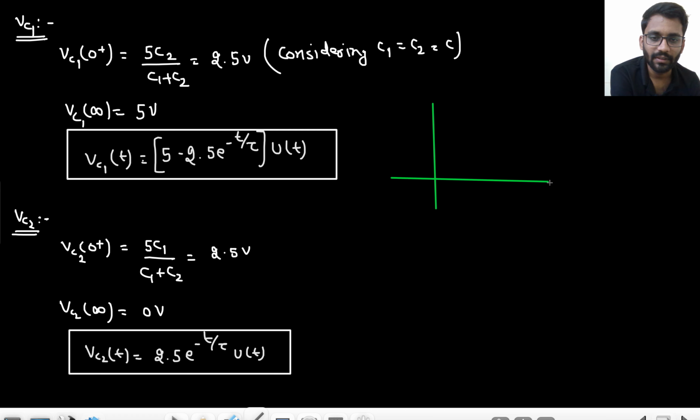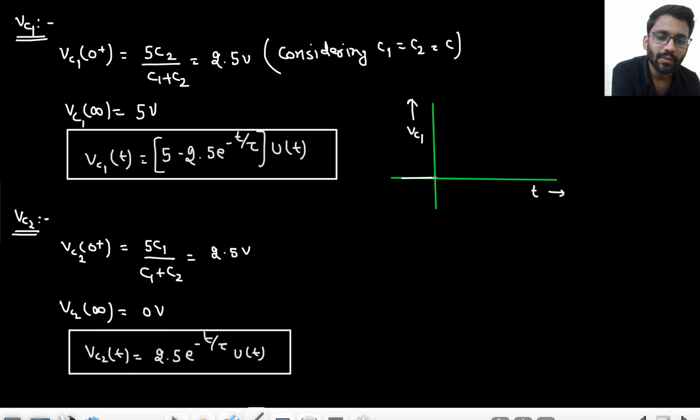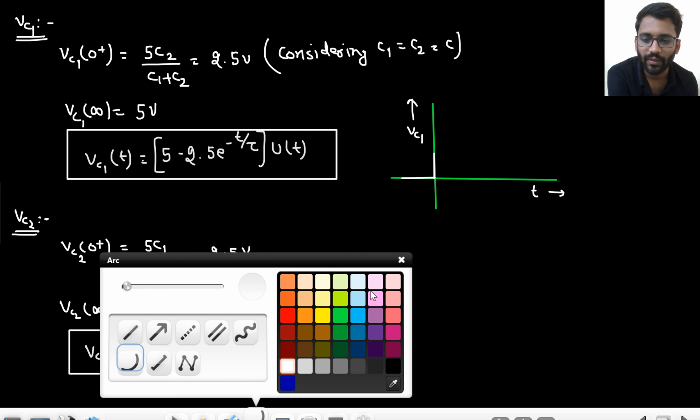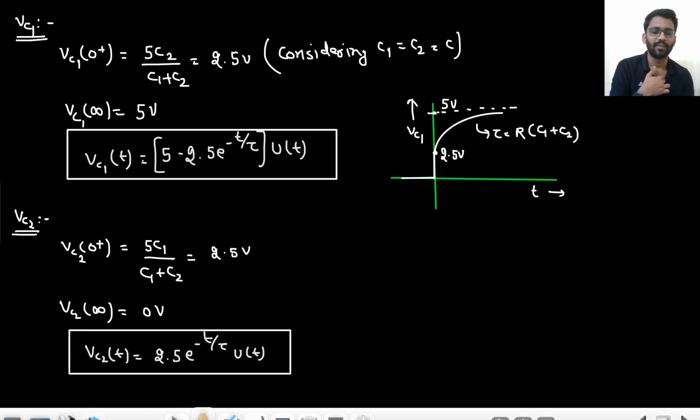So let's make the graph of VC1. Okay, from 0 it goes to 2.5, then it goes to 5 volt. 0 to it goes to 2.5, then it goes to 5 volt. Okay, what is the time constant? Similar time constant, R into C1 plus C2. Now what is the graph of VC2?